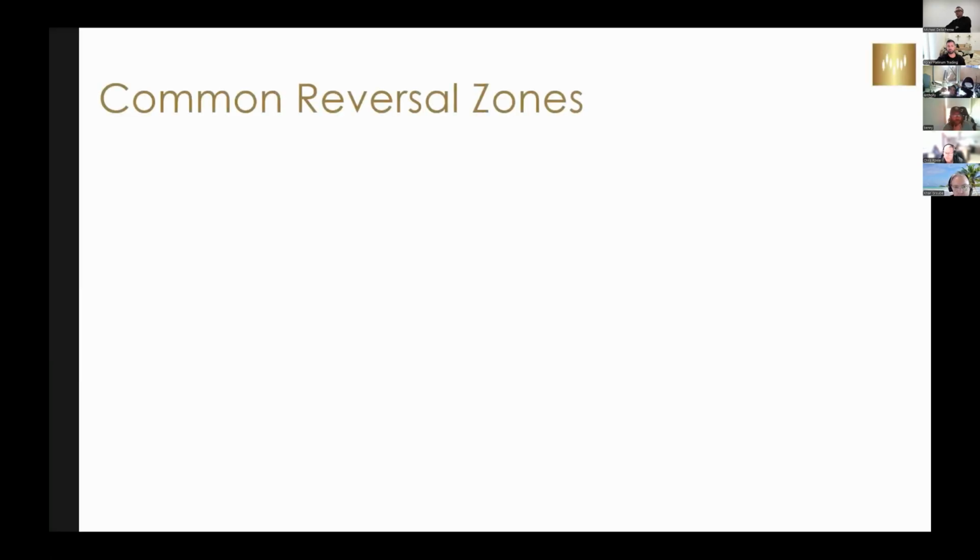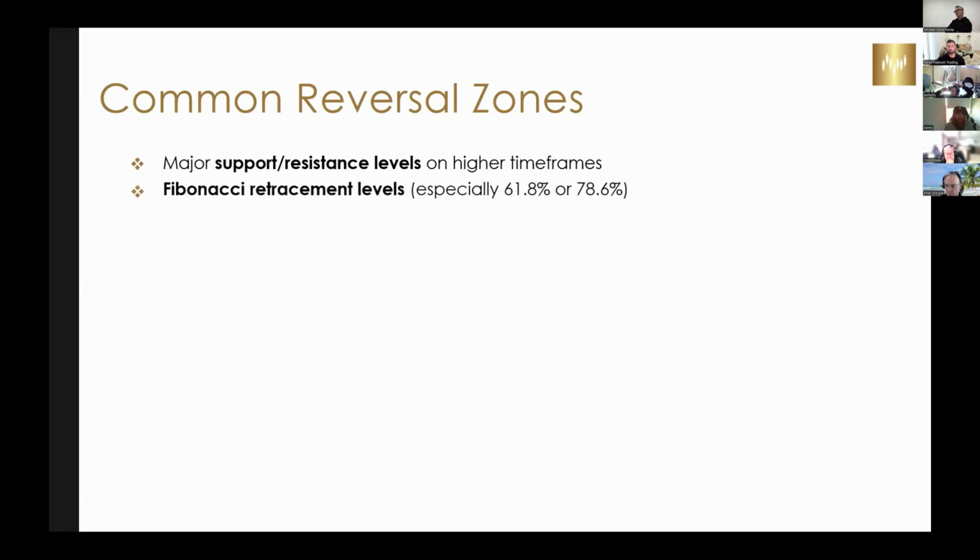All right. Common reversal zones: major support and resistance levels. We know that on high time frames, don't draw one line. Make sure you've got a zone there, an area there. Fibonacci retracement levels, mainly the 61.8. The 78.6 does occur, but I don't use it. I remove it from my fib tool. I like to keep it clean. The most highlighted, most common and strongest level would be the 61.8. Previous swing highs or lows or structure breakpoints, so where price is swinging from.